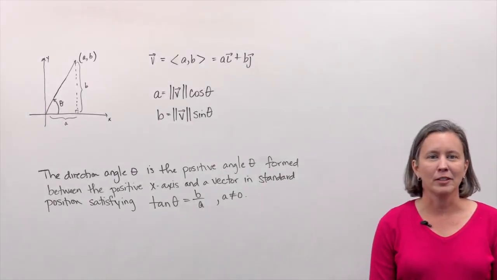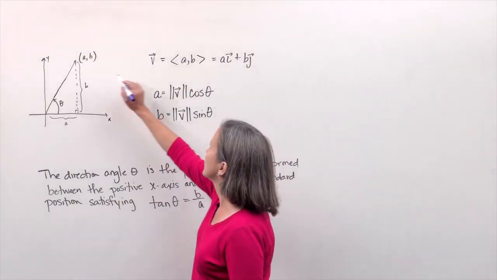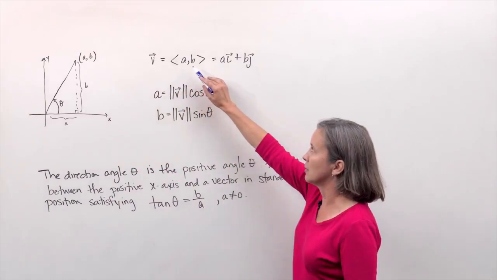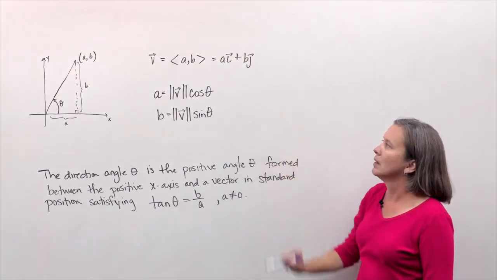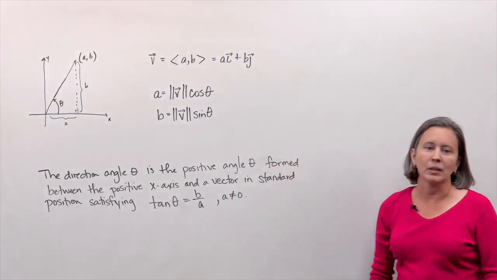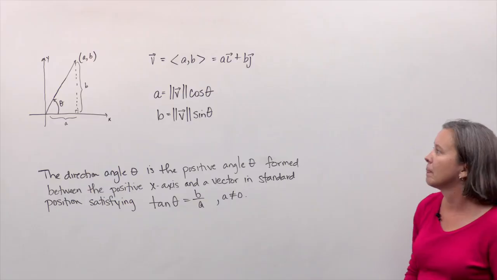Let's look at this vector v drawn in standard position. Its terminal point is at (a, b), so I've written vector v in terms of its components and in ai plus bj form. Using this picture, we can get several relationships between a, b, and the angle theta.